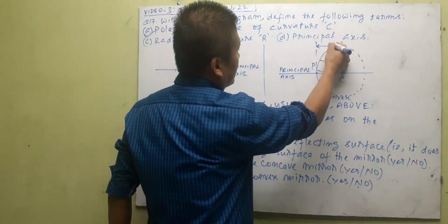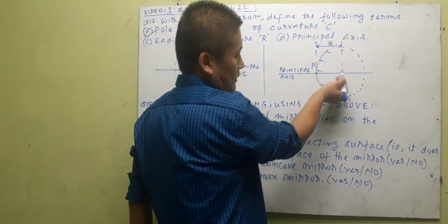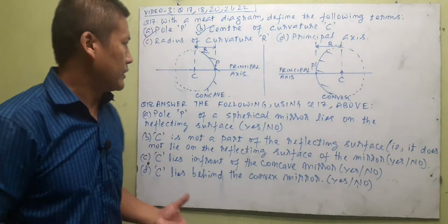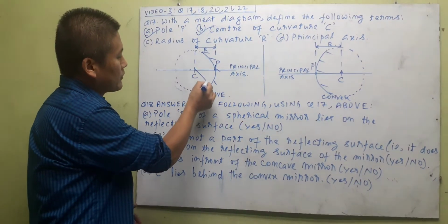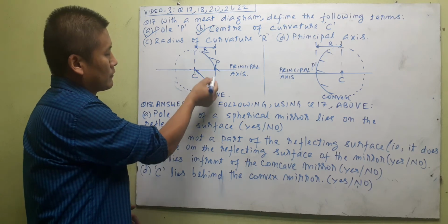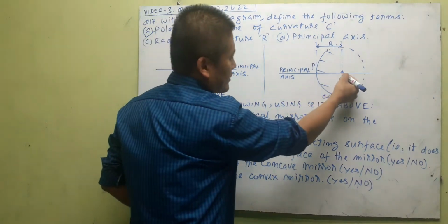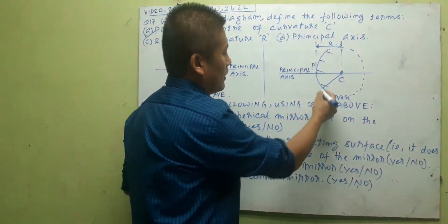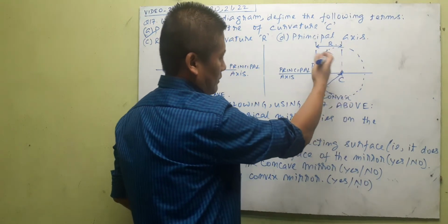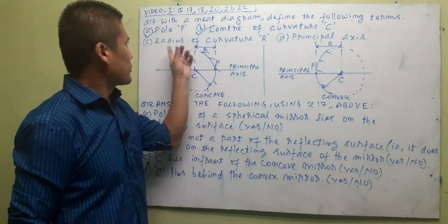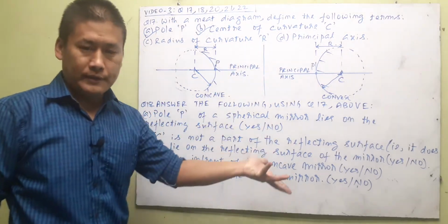Radius of curvature is the distance between C and P. Or another way to describe it is simply the radius of this hollow ball, from where this mirror is cut out. The radius of the sphere from where this mirror is cut out is called the radius of curvature. Like that also you can define it, okay?